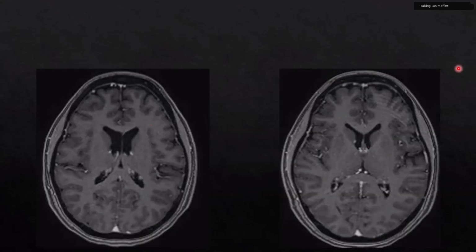Here's an example of a couple small subependymal nodules. We've got one little one in the atrium and one at the caudothalamic groove.